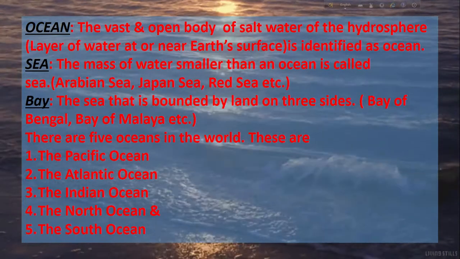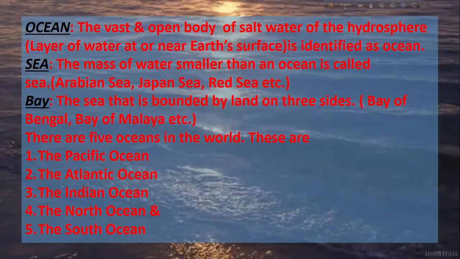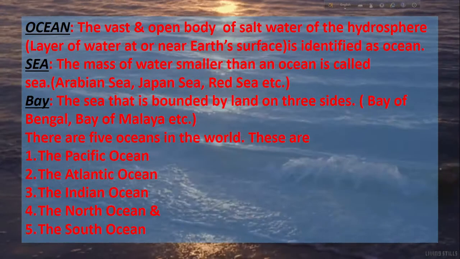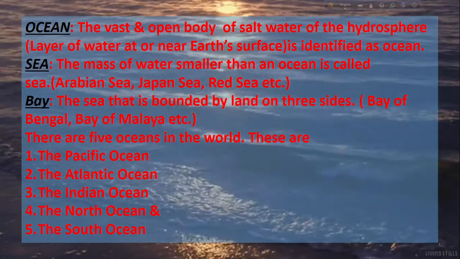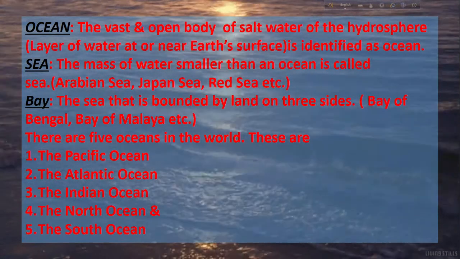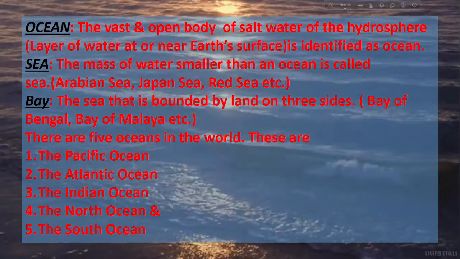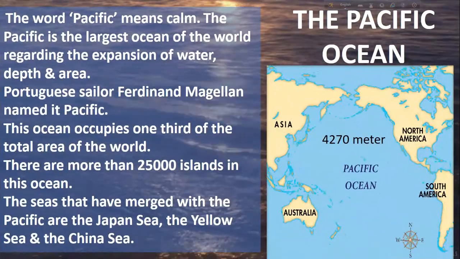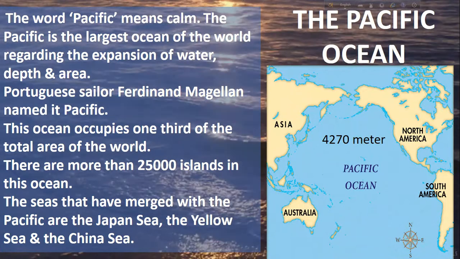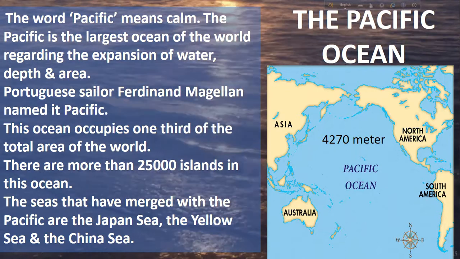So you have already learned there are 5 oceans in the world. These are the Pacific Ocean, the Atlantic Ocean, the Indian Ocean, the 4th one the North Ocean, and the 5th one the South Ocean. The North Ocean is also known as the Arctic Ocean, and the South Ocean is also known as the Antarctic Ocean. So let's start from the first ocean, the Pacific Ocean. Here I have attached one map.